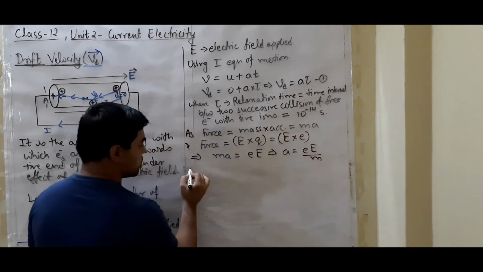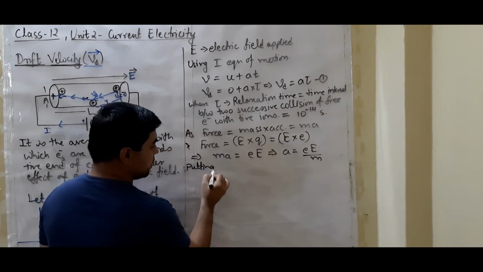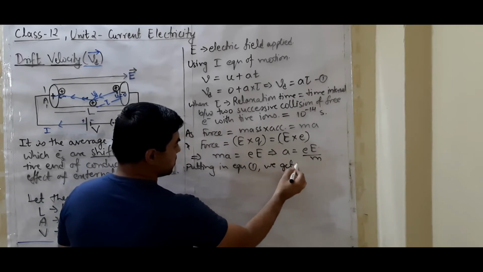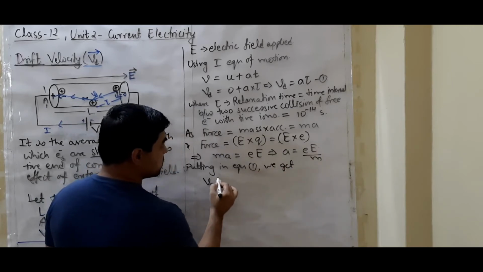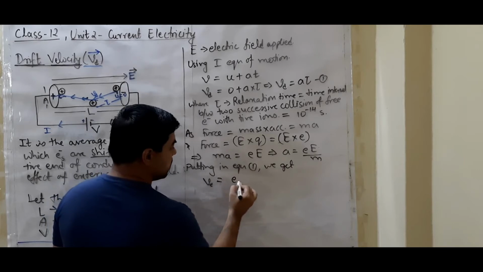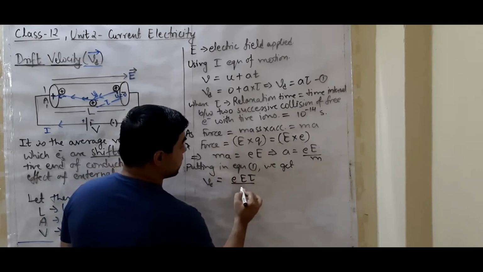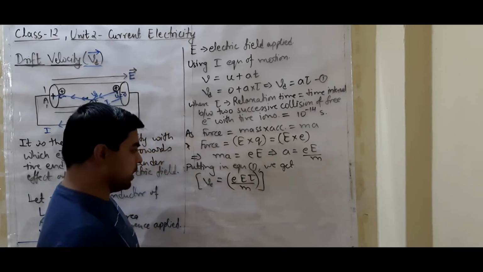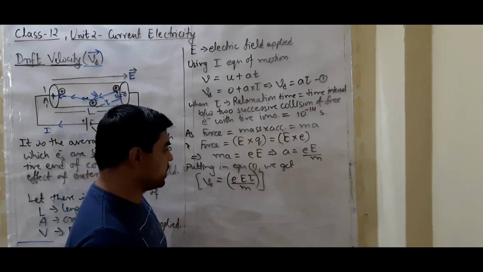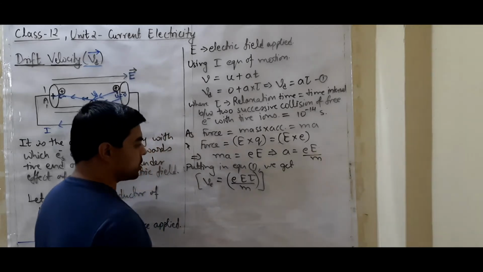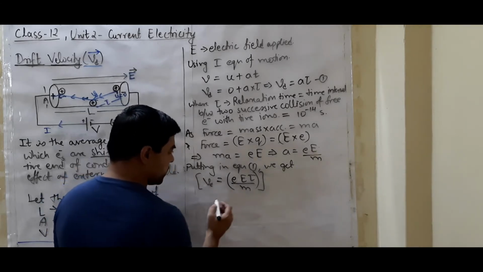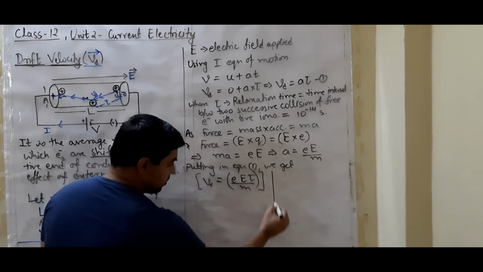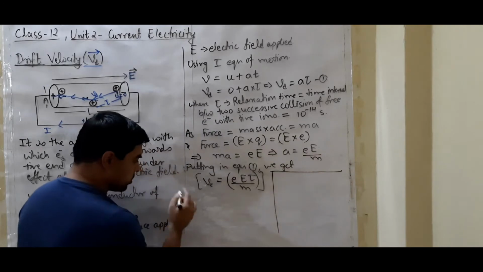Putting this value in equation 1, we get the expression for Vd, and this is eE tau divided by m. This is the expression for drift speed. If we represent it with the direction, it will be drift velocity also, and this can be represented in vector form, or before that we write it for some special condition also.